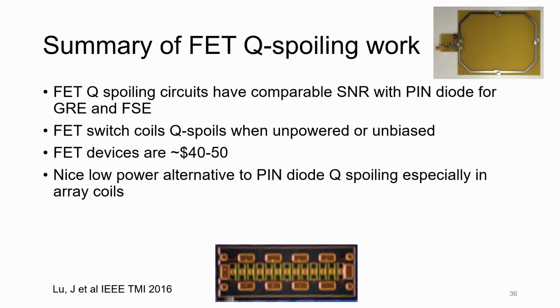And most importantly, we see that using FET-based Q-spoiling is a very nice low-power alternative to conventional pin-diode Q-spoiling methods, especially in array coils. So hopefully in the future, this technology can be applied to array coils for significant power savings and can be used in future wireless MRI receive coils. So that's pretty much it.